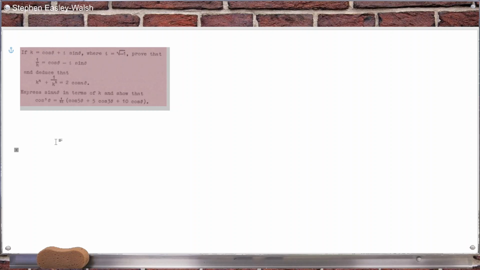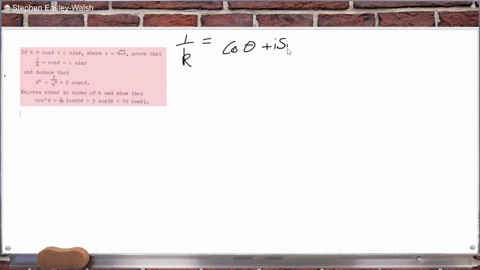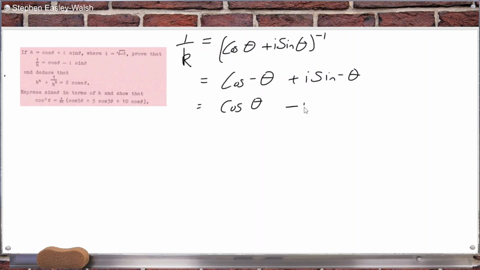Let's have a look here at this one now. So, basically calculate 1 over k. Alright, so 1 over k equals cos theta plus i sine theta to the power of minus 1. So that's equal to cos minus theta plus i sine minus theta. And because cos is even, we can change that to cos theta. And because sine is odd, we can change that to minus i sine theta.